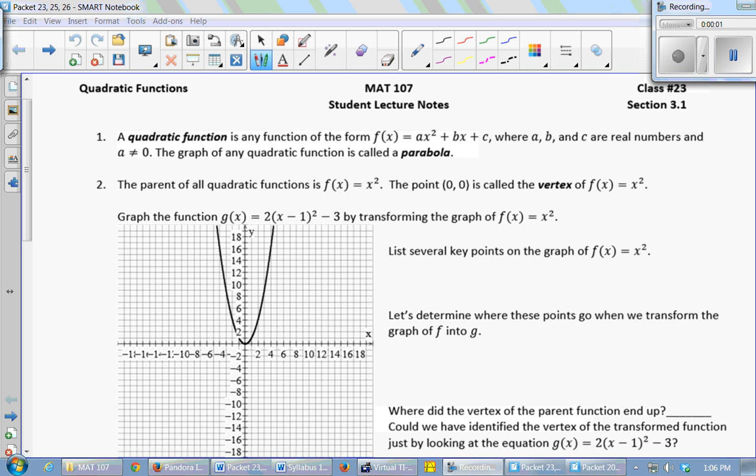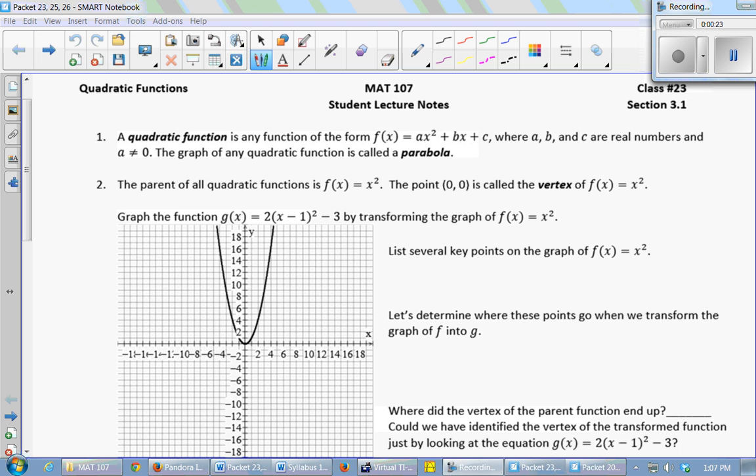Okay, so looking at quadratic functions today. A quadratic function is any function of the form f of x equals ax squared plus bx plus c, where a, b, and c are real numbers and a is not 0. The graph of a quadratic function is called a parabola.